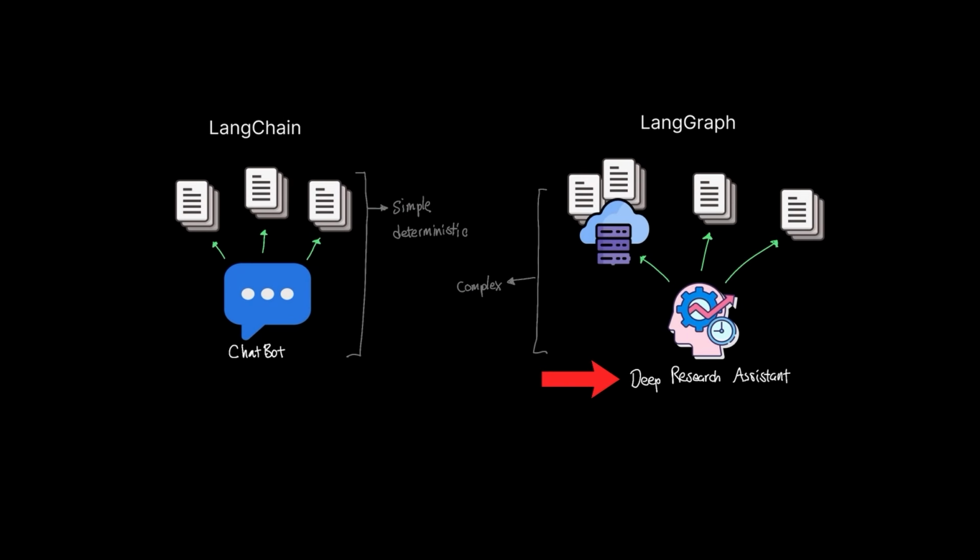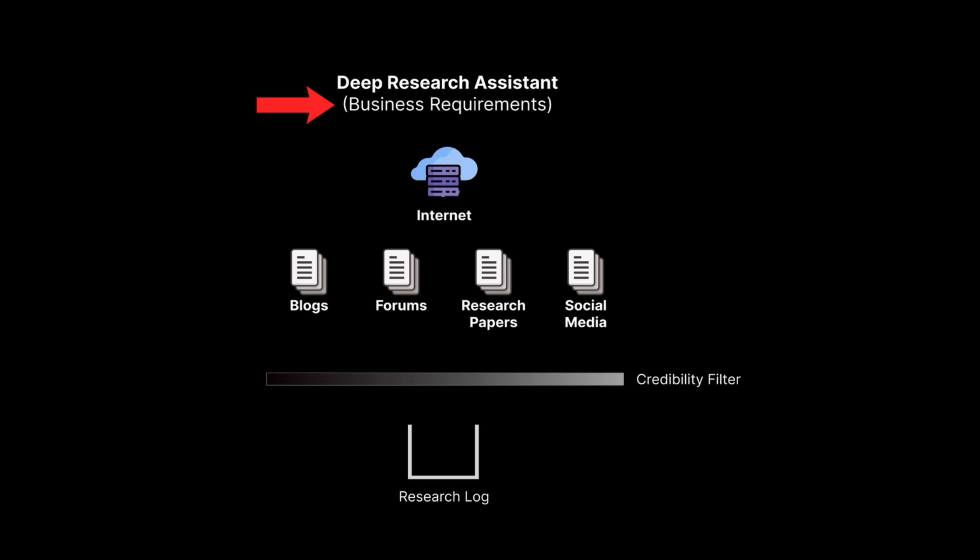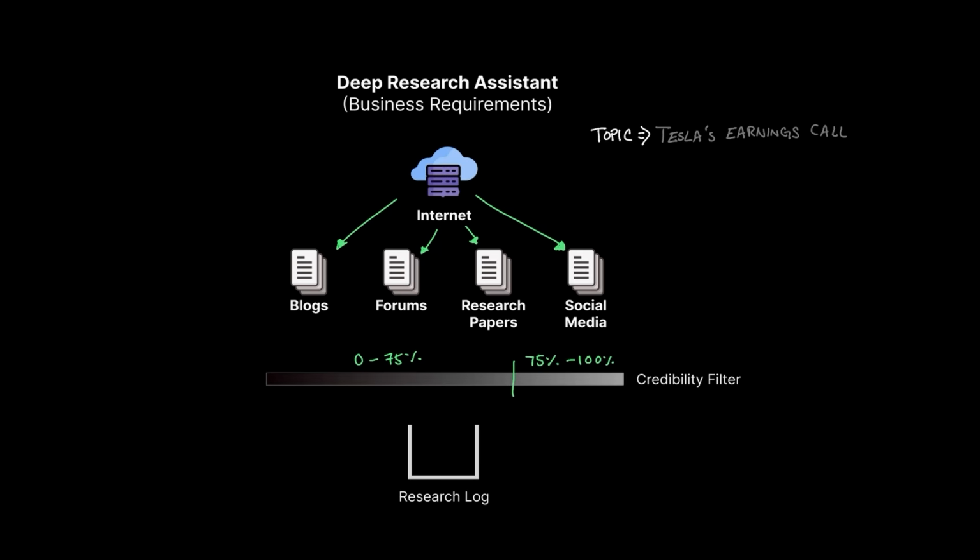So let's go back to the deep research assistant as an example to understand the difference with a little bit more granularity. Let's say the business requirements for the deep research assistant were to first browse the web, then find relevant details about a given topic, and let's say the research requirement was about Tesla's earnings call. And then the assistant needs to read and comprehend all news sources from blogs, forums, research papers, and social media, and finally decide if the information contained is trustworthy and useful. And each source of information needs to surpass 75% in order for it to be deemed trustworthy. And the final step for the assistant is to then gather all the credible data and build a report.